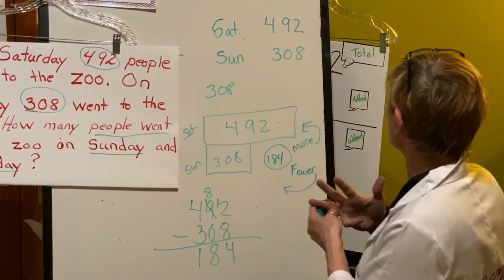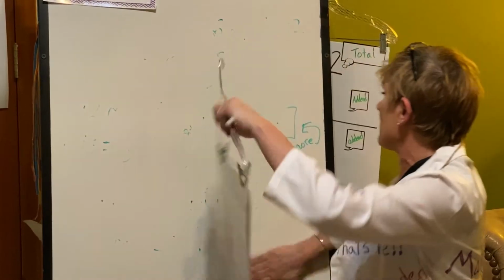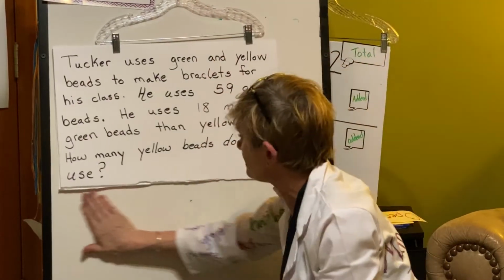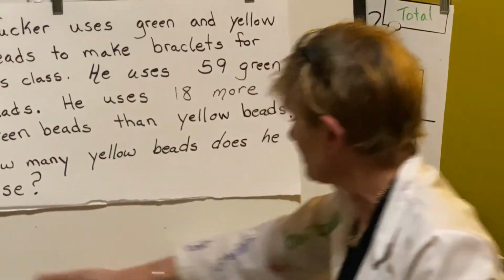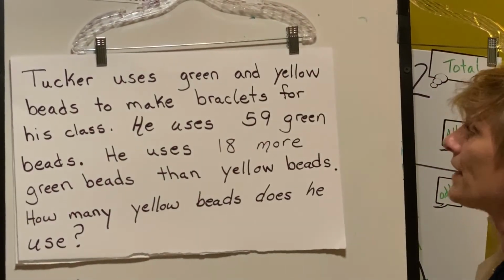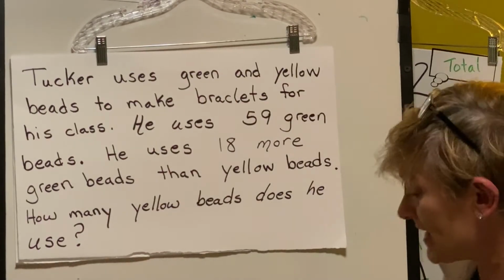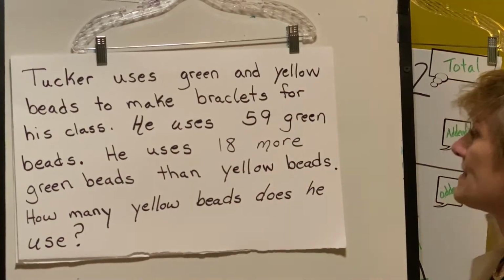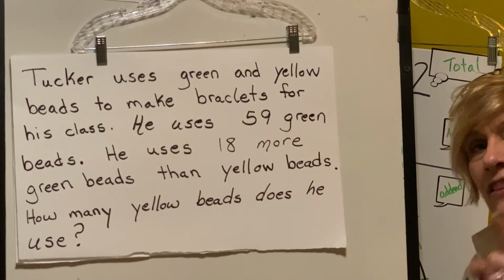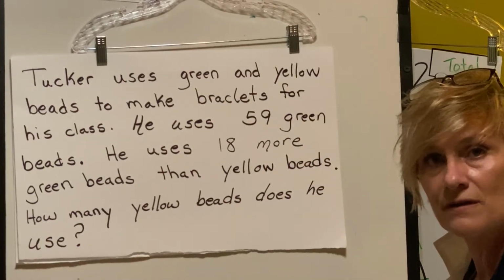Friends, our last story problem I'd like us to look at is this one right here. So I'm going to put it up. And then your job, my friends, is to read it and think about what's the situation. Here we go. It's my friend Tucker. Tucker uses green and yellow beads to make bracelets for his class. He uses 59 green beads. He uses 18 more green beads than yellow beads. How many yellow beads does he use?